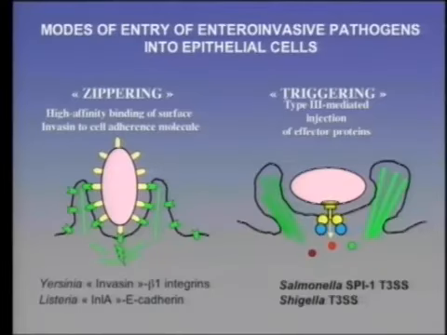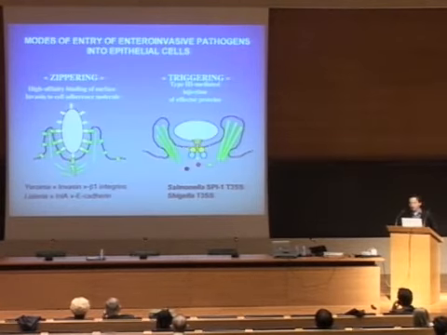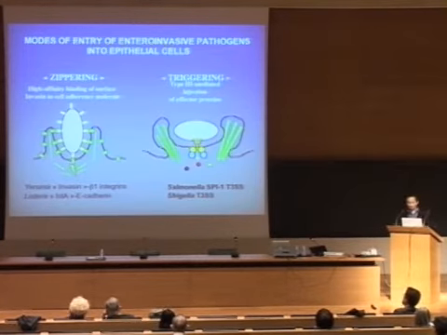So here I'm just reminding you of the various strategies that have been described. One used by Listeria or Yersinia is mediated by the binding of invasins with strong affinity to surface receptors such as integrins or cadherins. And this is the high affinity binding that would lead to the zipping of pseudopodal membranes around the bacterial surface and engulfment into a tight phagosome.